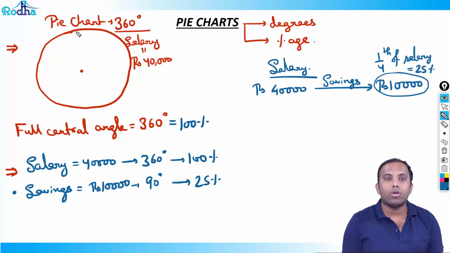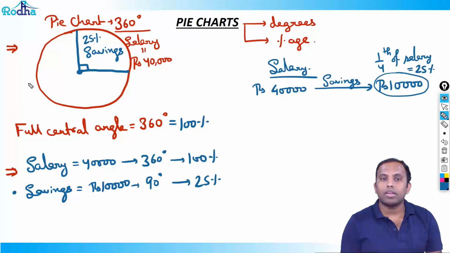So I'll just draw angle 90 degree here, right? This 90 degrees an angle. I'll draw this as a center. This 90 degree, and this part I will write that it is 25%. Okay, and it is my savings. Correct, that's it. Fine.